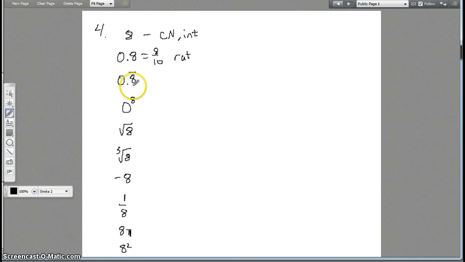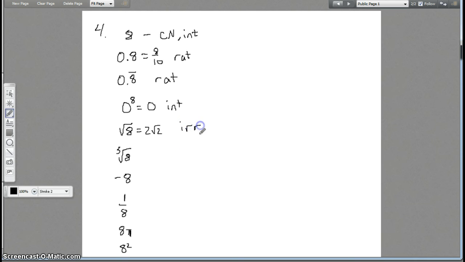0.8 repeating. Remember, a couple of lessons ago we learned how to take any repeating decimal and write it as a rational number. So this is rational. 0 to the 8th. Well, 0 to the 8th is 0. That is an integer. It's not a counting number because remember, you don't count 0 items. You have to start counting with 1. Square root of 8. That can simplify to 2 square root 2. That is irrational.